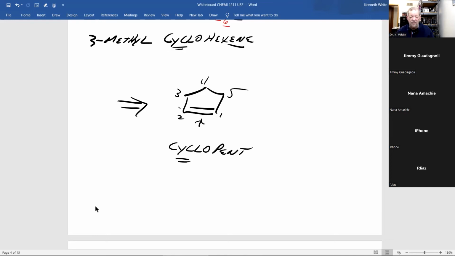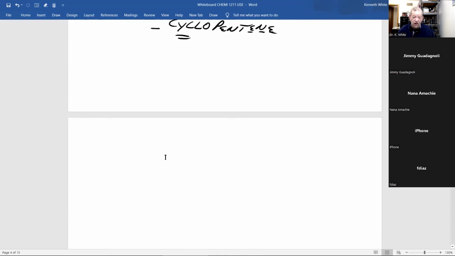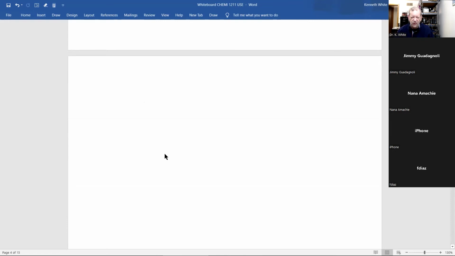But for a double bond, the ANE ending at the end of pentane is dropped and replaced with ENE. So this would be cyclopentene. And when there's only one double bond, which will always be the case in my class, in a ring, you need no number, because one of those carbons is always going to be 1. Everybody who knows IUPAC rules knows that. So why do you have to write the 1 down that everybody knows? And you don't. All right, let's do one more.